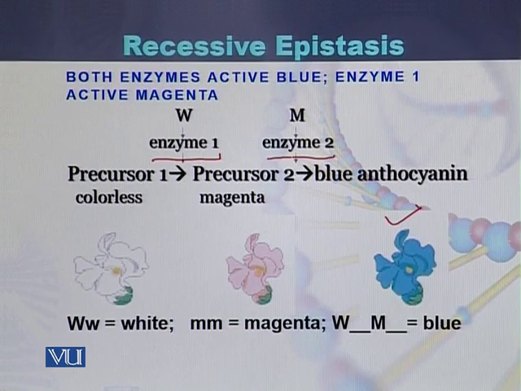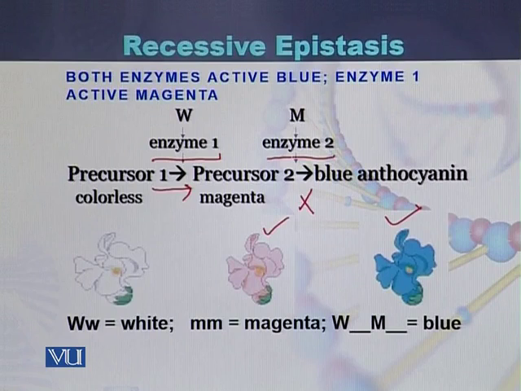Blue color will be prepared when precursor 1 is converted into precursor 2, and precursor 2 is ultimately converted into blue anthocyanin. So in the presence of anthocyanin, the color of the flower will be blue. While if enzyme 2 does not function, then precursor 2 will not be converted into blue anthocyanin, and the color of the flower will be pink or magenta.